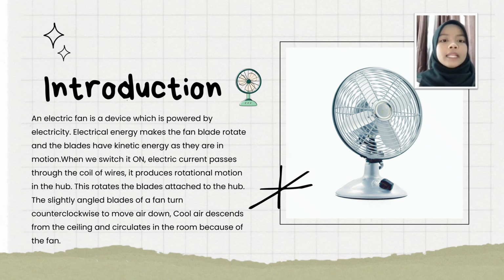Introduction. A fan is a device which is powered by electricity. Electrical energy makes the fan blade rotate, and the blade has kinetic energy as it is in motion. When we switch it on, electric current passes through the coil of wire. It produces rotational motion in the hub, which rotates the blade attached to the hub. The slightly angled blade of the fan turns counterclockwise to move air down. Cool air descends from the ceiling and circulates in the room because of the fan.